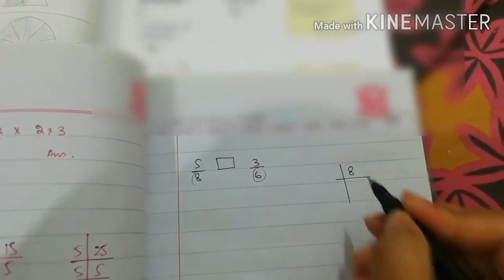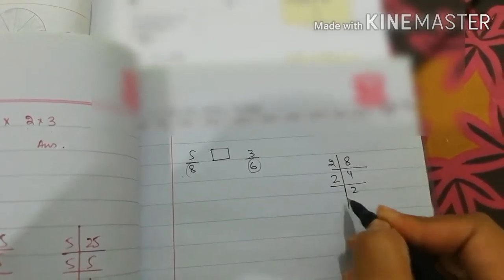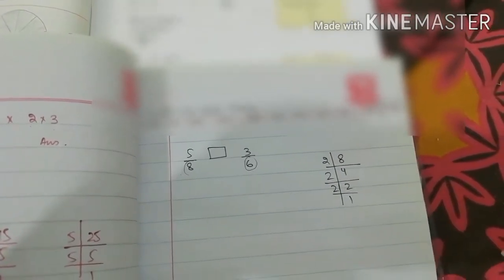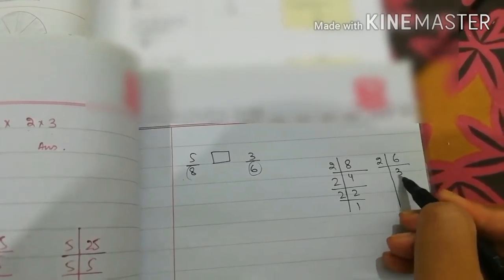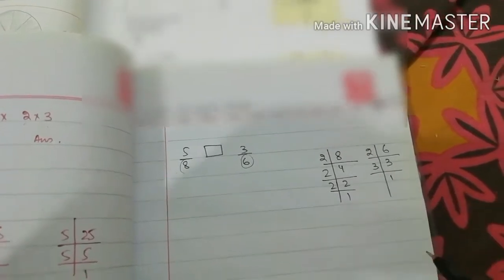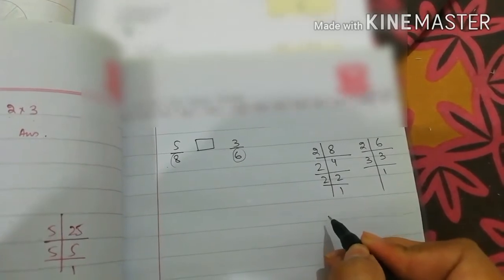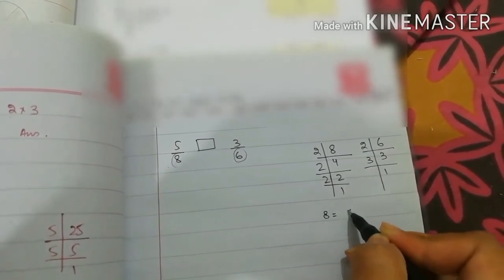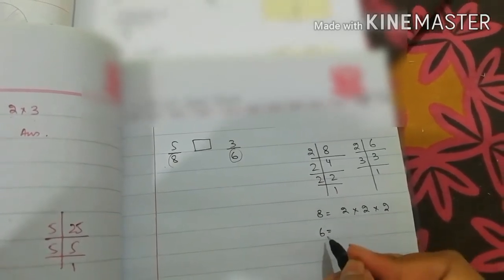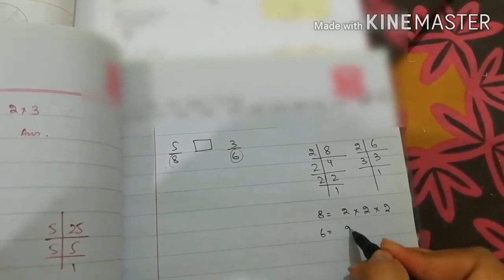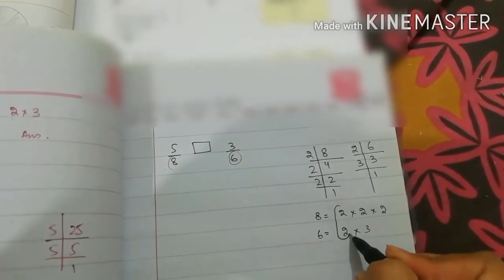8. 2 4s are 8, 2 2s are 4 and 2 1s are 2. Now we will make the factor of 6. 2 3s are 6, 3 1s are 3. So the prime factors of 8 are 2 into 2 into 2 and the prime factors of 6 are 2 into 3. Now we will find the common factor, that is 2.